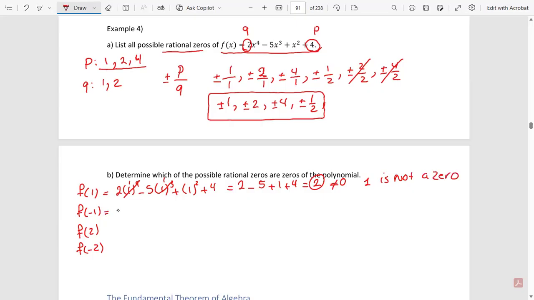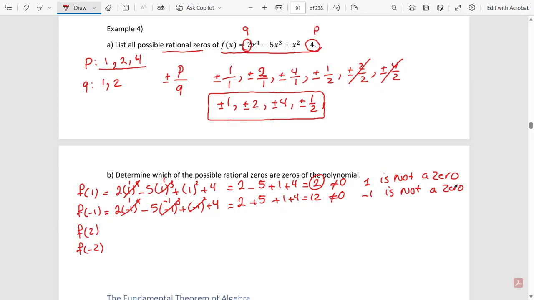Now let's replace negative 1 for all of the x's. Negative 1 to the fourth power is positive 1. Positive 1 times 2 is 2. Negative 1 to the third power is negative 1. Negative 5 times negative 1 is positive 5. Negative 1 squared is positive 1. Now if I add or subtract, 2 plus 5 is 7, plus 1 is 8, 8 plus 4 is 12. It's not 0. So negative 1 is also not a 0.